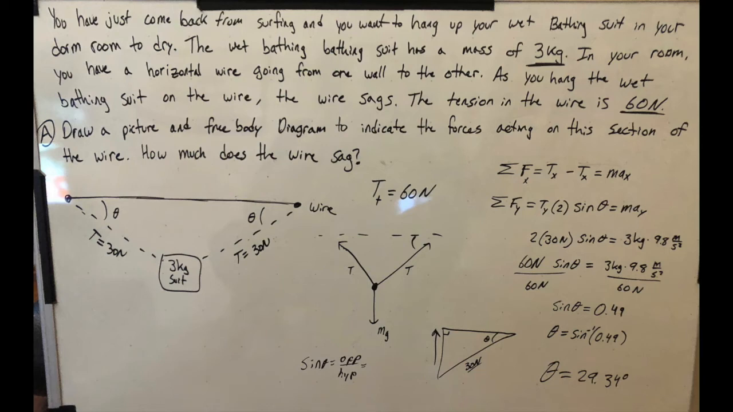So for this problem, I'm going to be answering part A. You have just come back from surfing and you want to hang up a bathing suit that's wet. You're hanging it on a wire going across your room. And all we know right now is that we have a mass of 3 kilograms, and you know that the tension exerted on the wire is 60 newtons.